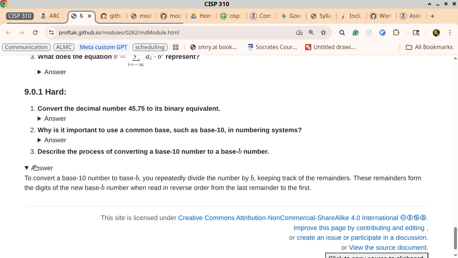Let's check the answer here. Keep track of the remainders. Okay, so that's a different trick, but that works too.